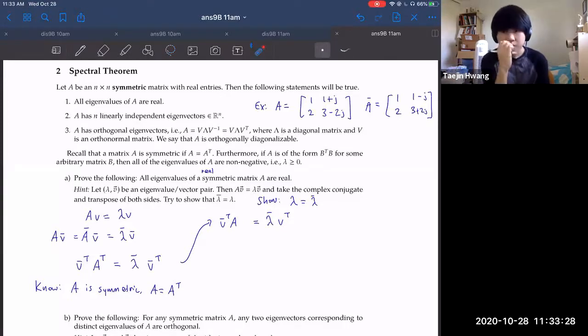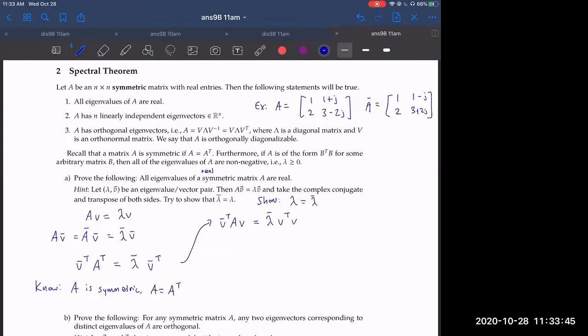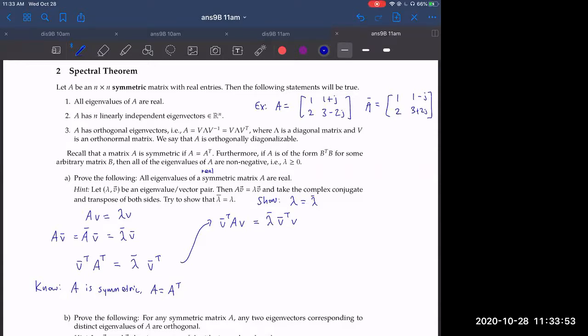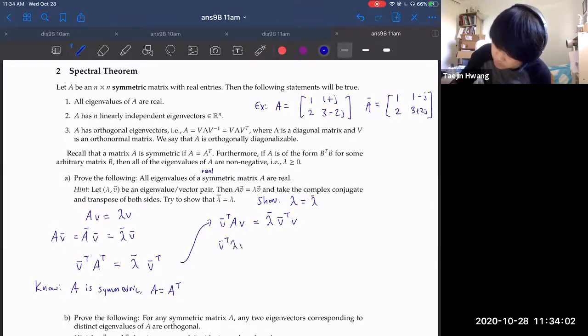And next thing to think about, we want to somehow show lambda is equal to lambda bar, and we're going to need to get rid of this A. So how do we get rid of this A? Well, let's try to right multiply by V. I think there's a bar missing over the V transpose on the right-hand side. Yeah. So if we right multiply by V, then A V is going to be equal to lambda V by definition, since we define it to be an eigenvector. So we get the following. And we can pull the lambda out.